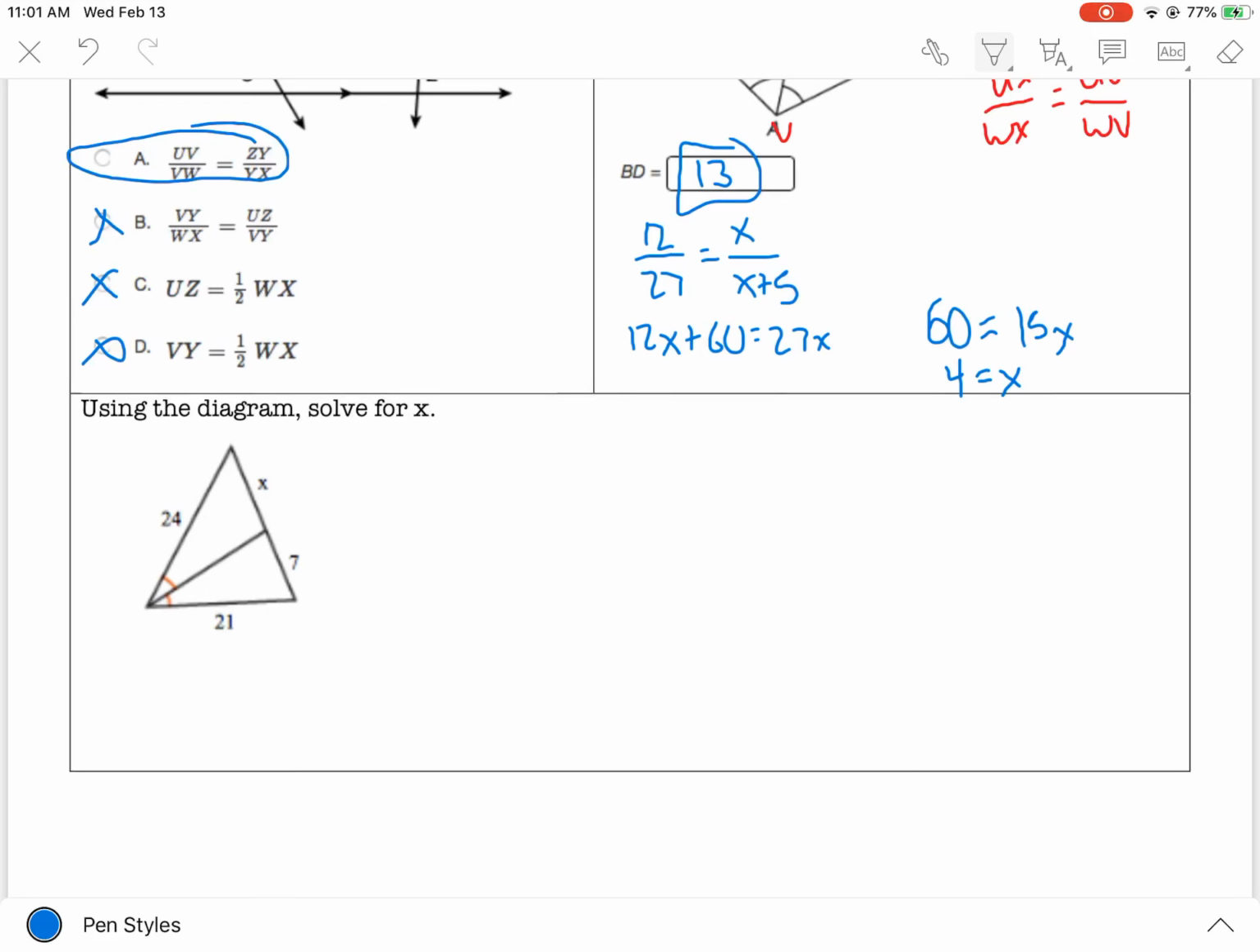Hey, last one. Use the diagram to solve for x. 24 over 21 equals x over 7. 24 times 7, 168 equals 21x. Divide by 21, 8 is equal to x.